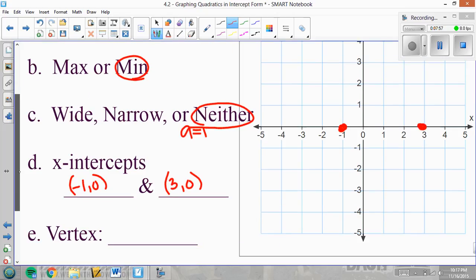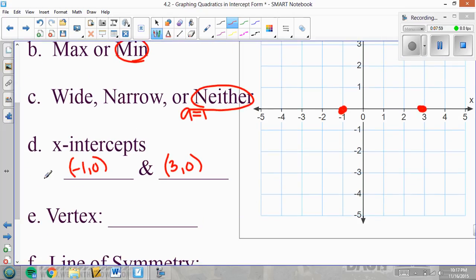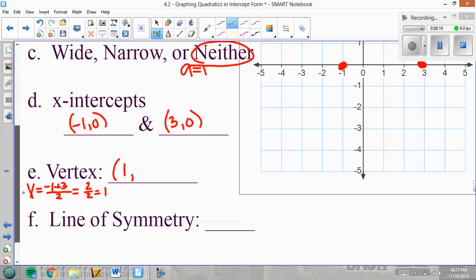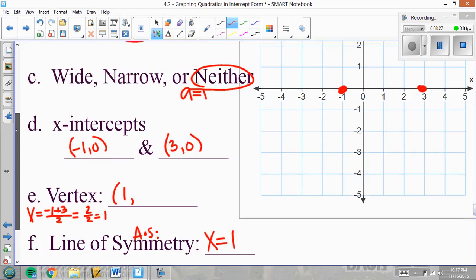Okay, and now to find my vertex. Remember, to find your vertex, you're taking x equals, and you're adding negative 1 plus 3, and dividing it by 2 because you have those 2 points. So we know 2 divided by 2 gives me 1. So I know the x of my vertex is 1, which means my line of symmetry, or axis of symmetry, remember they're the same thing, x equals 1.